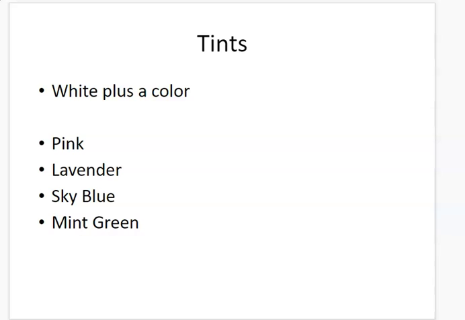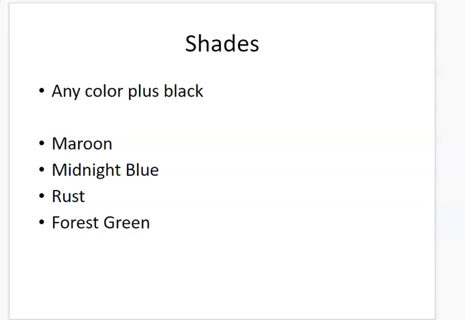Tints, okay, not tents, but tints: you take white and you add a color to it. So it's white plus any color. And here's some examples. Pink, lavender, sky blue, mint green. You don't have to memorize them or anything like that. What's important is the definition. White plus a color.